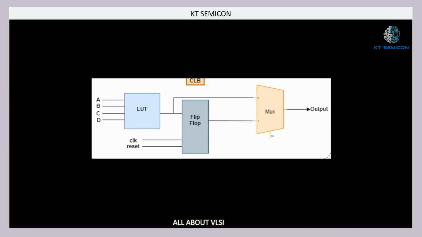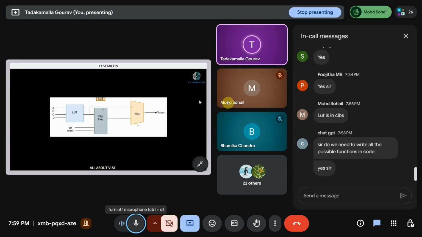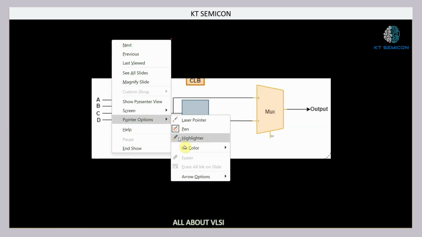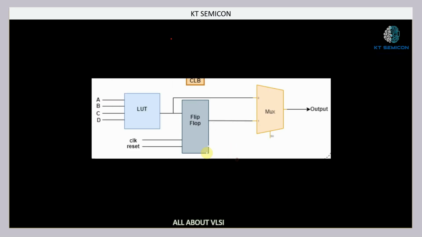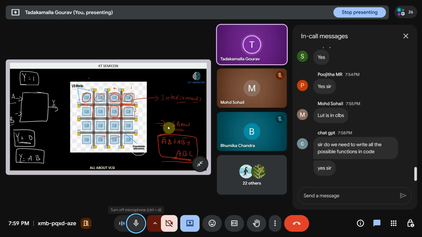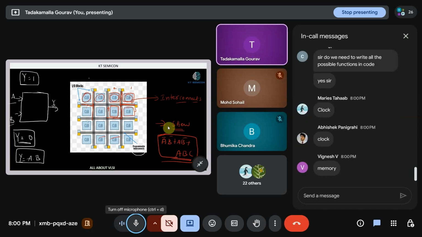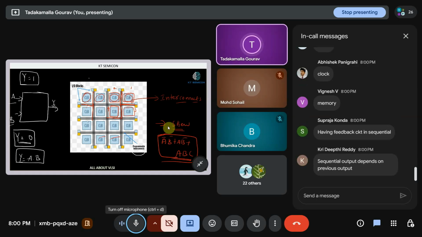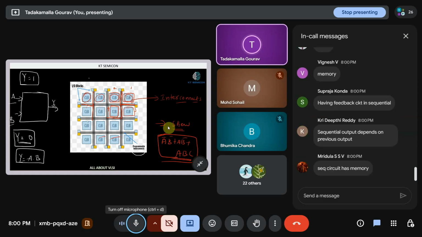Now, the things I have discussed till now were only for combinational circuits, right? Can anyone tell me quickly what the difference is between a combinational circuit and a sequential circuit? Yes, a sequential circuit has a memory and a feedback, and its output depends on previous state. It basically works with the clock, right?